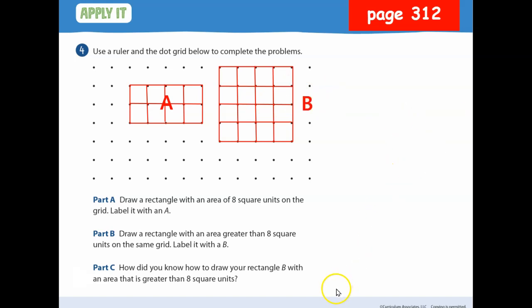And then just to answer the question, how did you know how to draw your rectangle B with an area that is greater than 8 square units? How do I know to make it big? How do I know to make it greater than 8? Okay, I read the directions. What else? I had to make sure that the squares on the inside were more than 8 squares, right? Boom.